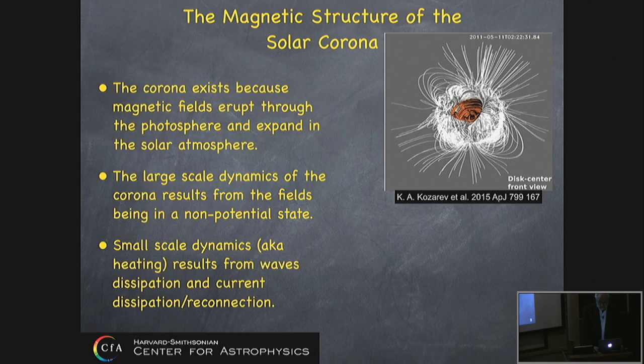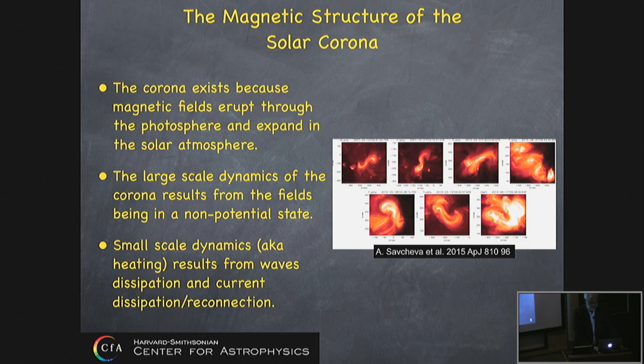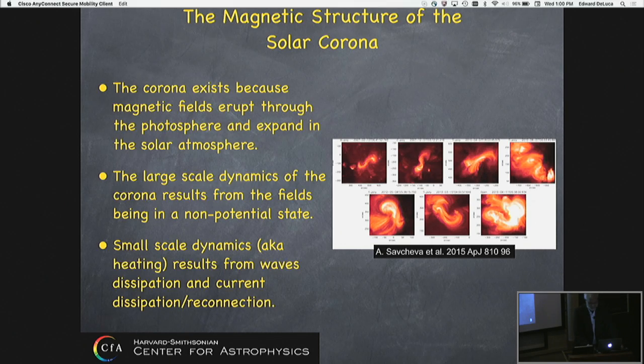So here is a model of a source surface model from a recent paper by a postdoc here. And here are some observations from a recent paper by Antonio Savcheva, who's not here today, but has been a colleague of mine working on lots of these things. These show the large-scale structures in the corona, energy-carrying structures. These are called sigmoidal active regions. This is in the soft X-rays, and it's an S-shaped structure, which is highlighted in the X-rays. Those are outlining the magnetic field structures. The photosphere is down below.